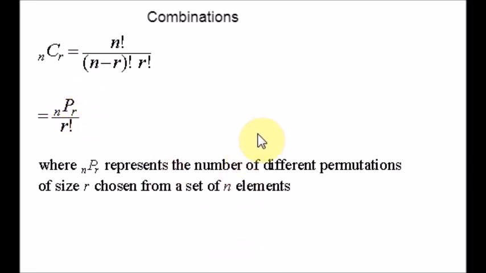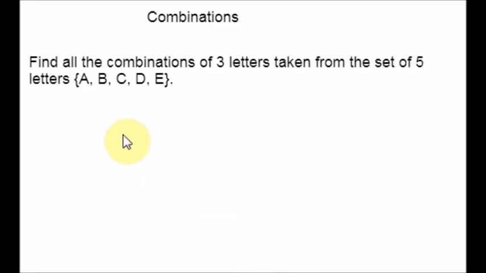We sometimes make a selection from a set without regard to order. Such a selection is called a combination. For example, if you play cards, you know that in most situations, the order in which you hold cards is not at all important. Let me take one example. We are supposed to find all the combinations of 3 letters taken from the set of 5 letters A, B, C, D, E.